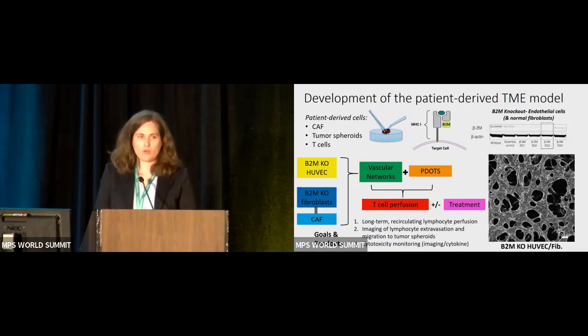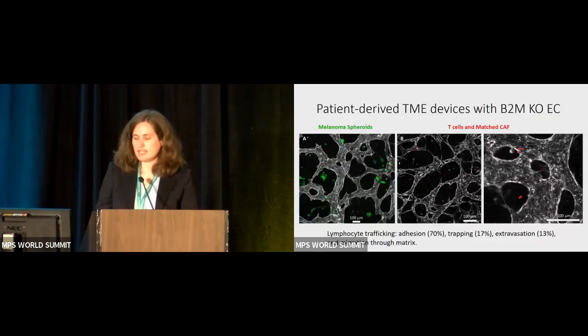So the overall goals of this are to do long-term recirculation of these lymphocytes in order to image their extravasation and migration through the tissue to the tumor spheroids. And then downstream of that, with and without treatment, we want to do cytotoxicity monitoring of live/dead. And we can also sample media from the system to do cytokine analysis and look at increases in things like granzyme B, TNF alpha, interferon gamma. So the model is still in development, and we're building it in a piecewise fashion.